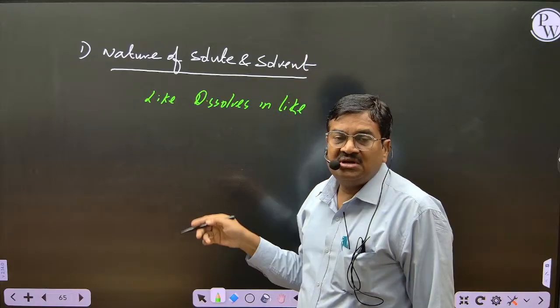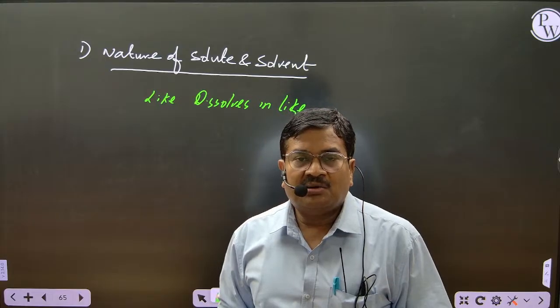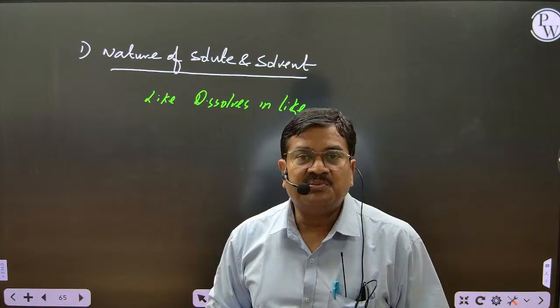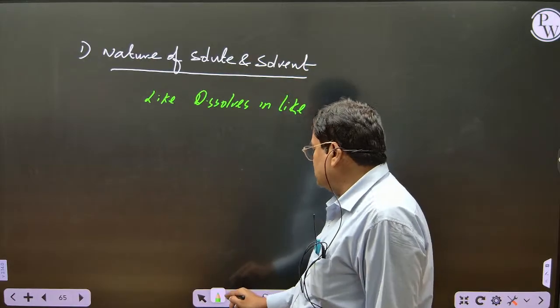So what is this you learnt in first year chemical bonding? Ionic compounds are soluble in polar solvent. Covalent compounds are soluble in non-polar solvent. Are you getting my idea? What is that point say?